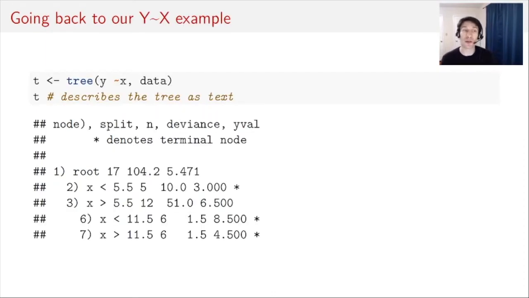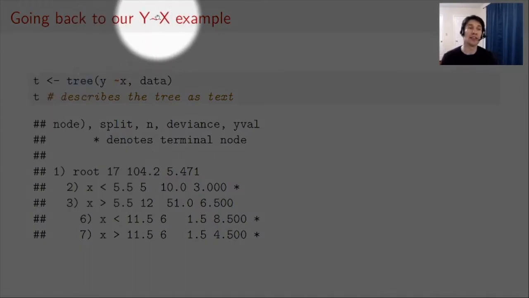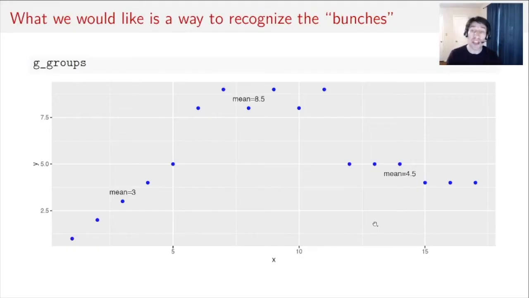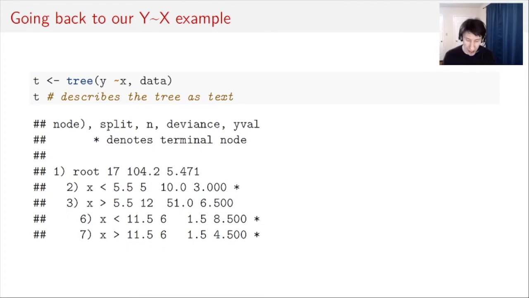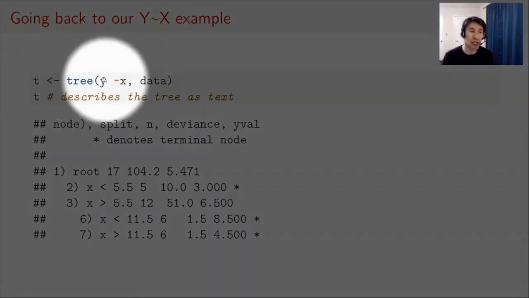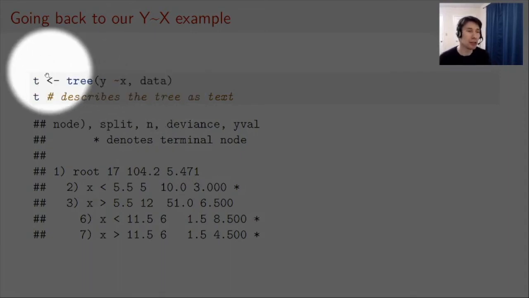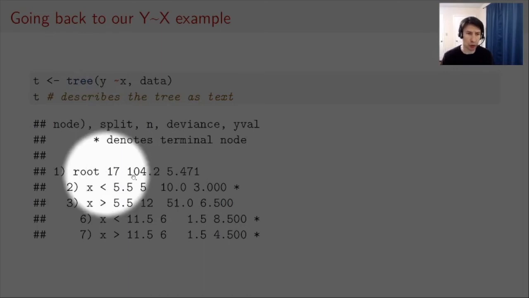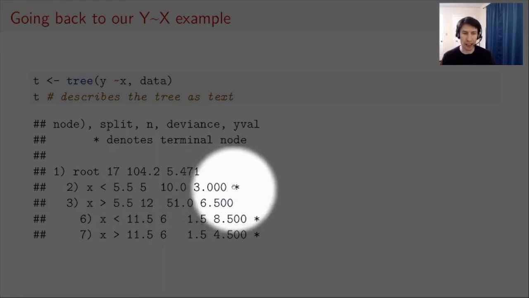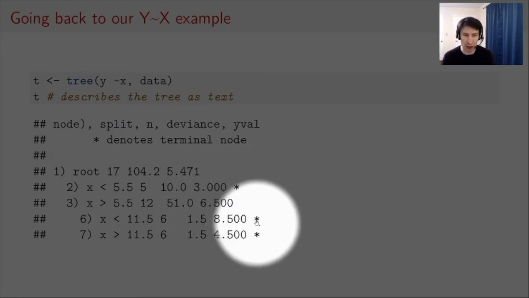So let us go back to our y given x example, where we're just trying to predict the value of y given the value of x. Let me just remind you, this was our data, and this is how we had split it into a tree. Now let's see what R does with that. All we need to do is write tree of y given x within this data, and then we ask to see what's inside of tree. There's a bunch of text. It's telling us what the root is. It's telling us something about x being less than 5.5, etc. It gives us a little star telling us that these are the terminal nodes.